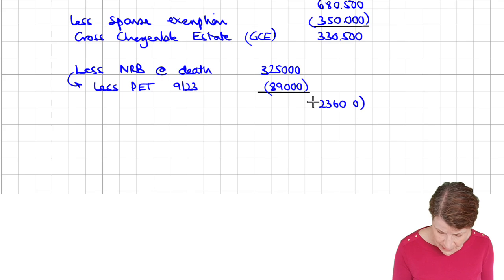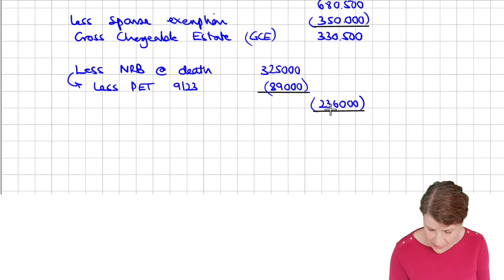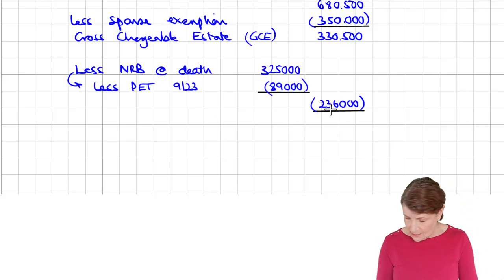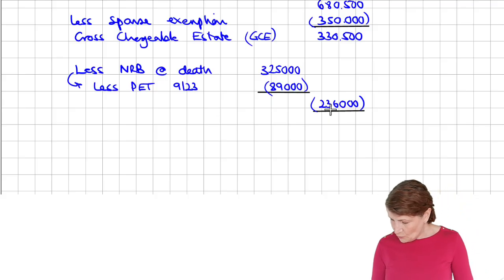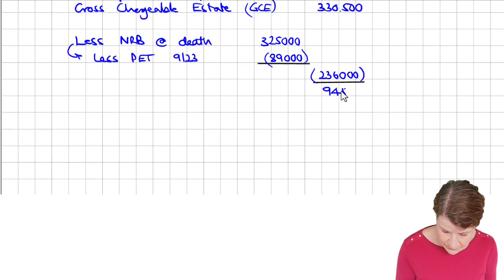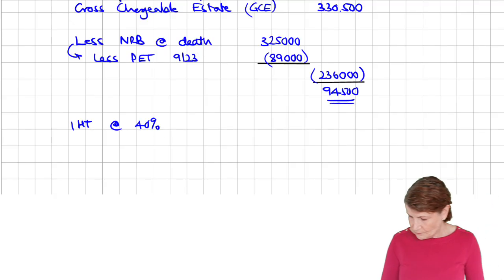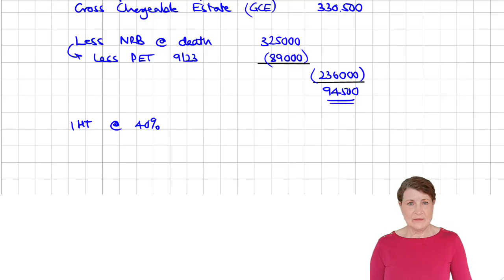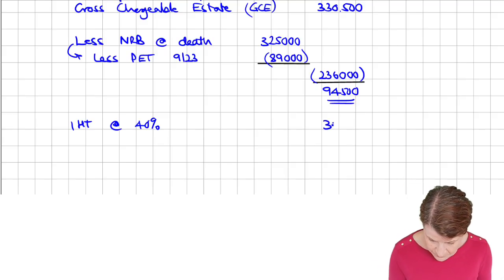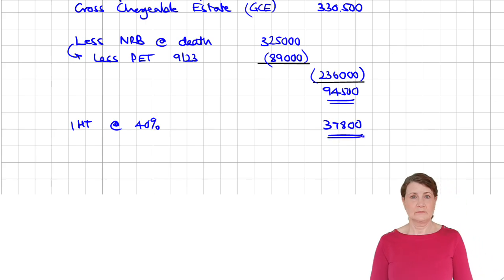So 236 is taxed at 0%, and anything that isn't covered by the nil rate band, and in this case it happens to be 94,500, is taxed at 40%. That gives £37,800. Okay, so that's the death estate.